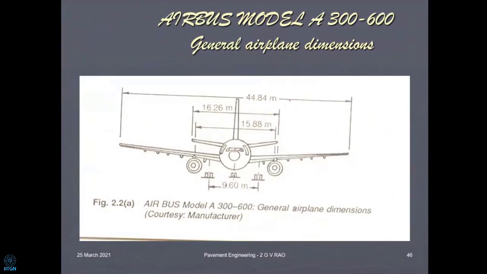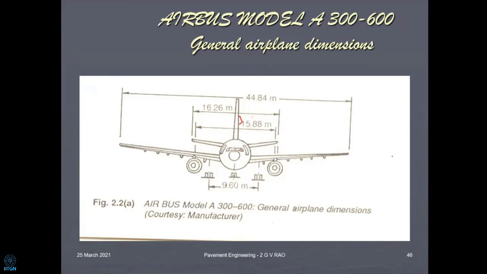So what we see here is, in this case, the nose wheel at the center, we are able to see the nose wheel, and at the sides we are able to see the main landing gear now. So this is Airbus model A300-600 now. General dimensions, you can see that now. The wing edge dimension across is going to be roughly 45 meters actually. The height from the ground is not specified, but the main landing gear distance is going to be 9.6 meters center to center actually.